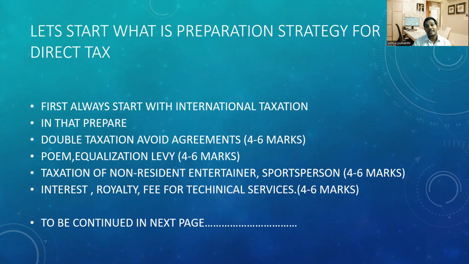First, always start with international taxation because it will comprise 40 marks. It is easy to score 40 marks by reading international taxation because it is a small concept, while direct tax is a very vast syllabus. In that, international taxation is a very small topic and you can score 40 marks easily. In that too, double taxation avoidance agreement, 4 to 6 marks.